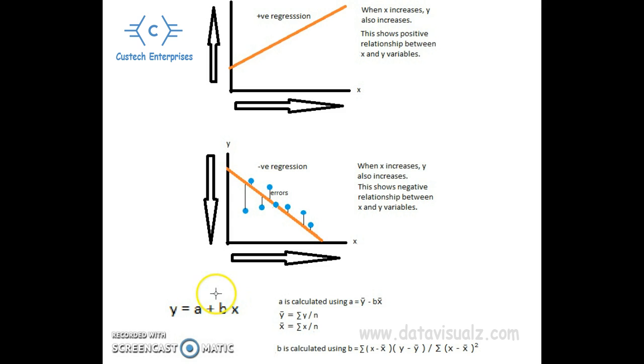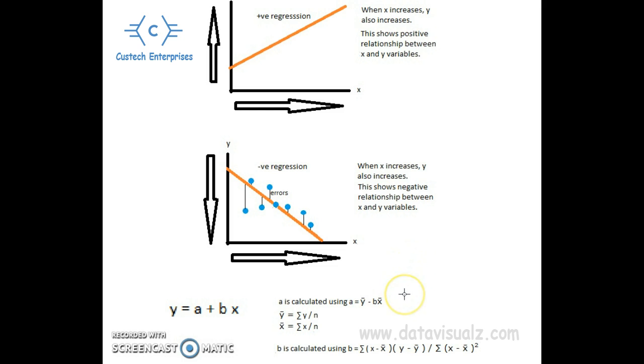Now the next thing is, how do we calculate a and b? a is the y-intercept. The formula for calculating a is the mean of y observations less the mean of x observations multiplied by b. Now this b is the slope. How do we calculate slope? There is a very simple formula for calculating slope, and there are only 2 points involved: y minus y1 divided by x minus x1.